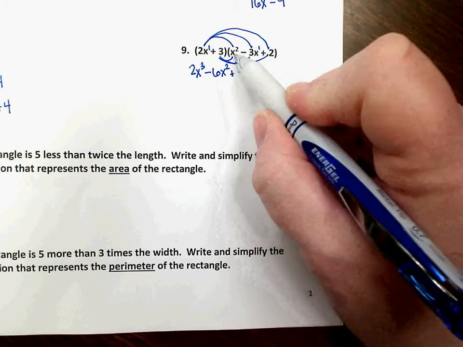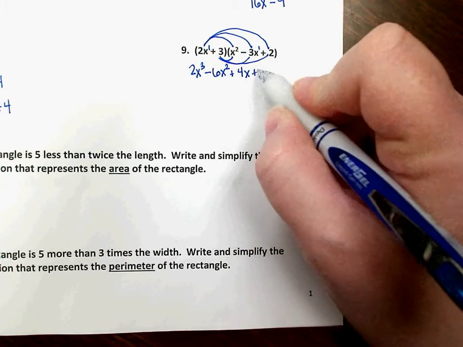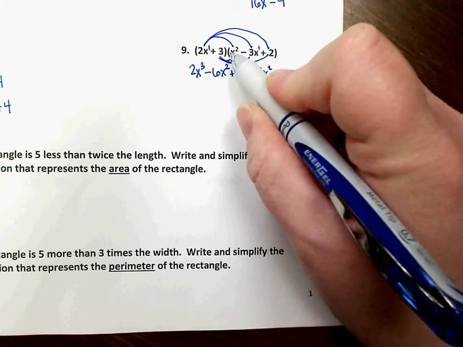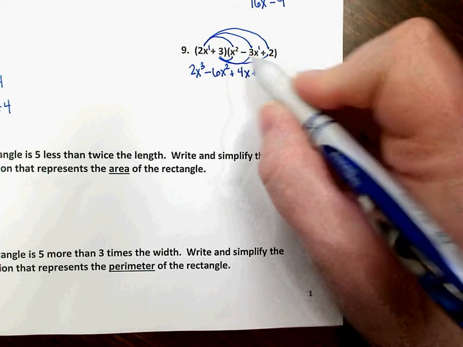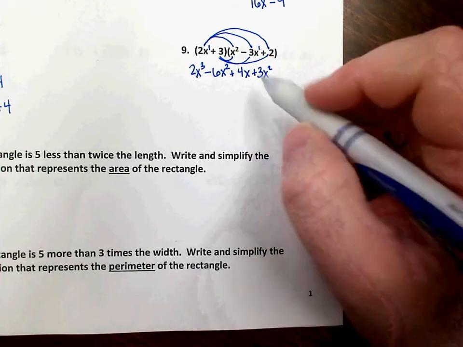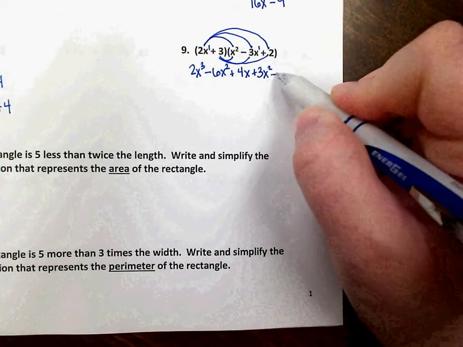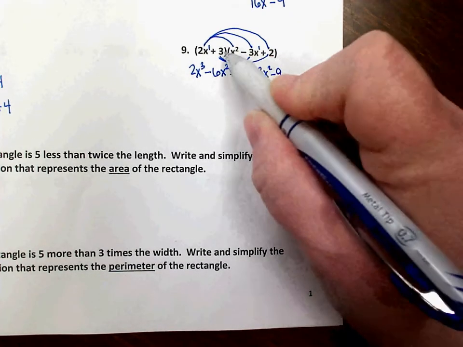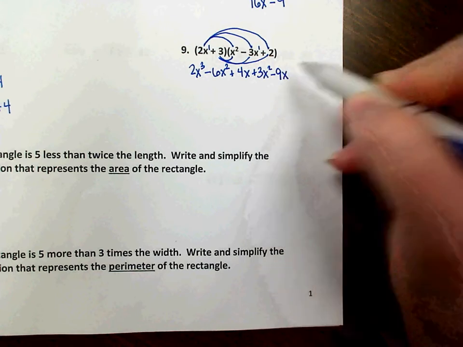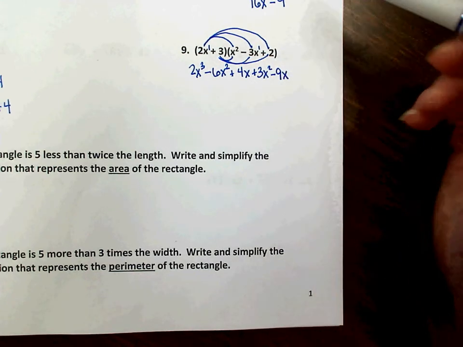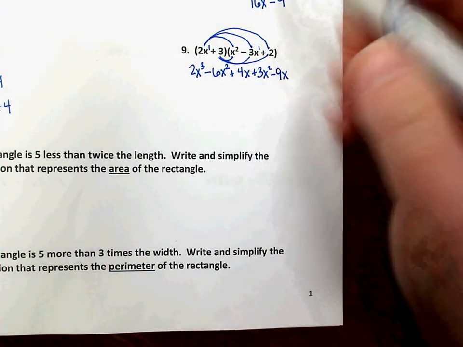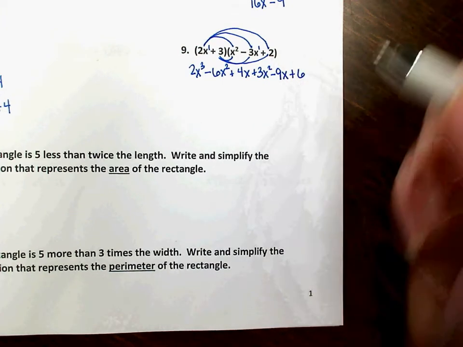So 3 times x squared is just 3x squared. Remember, that's an understood 1. 3 times 1 is 3, and you have that x squared. 3 times negative 3x. 3 times negative 3 is negative 9. You have an x on that term without anything to add exponents with, so it's still just an x. And then finally, 3 times 2 is 6.